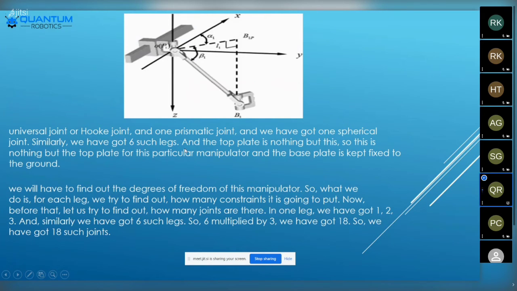Similarly, we have six such legs. The representation of this particular joint area shows what the joints are and what the actuation systems are that will work over here. And this is nothing but the top plane, the particular manipulator, and the base plate is kept fixed to the ground.